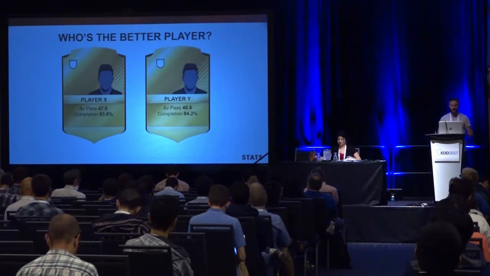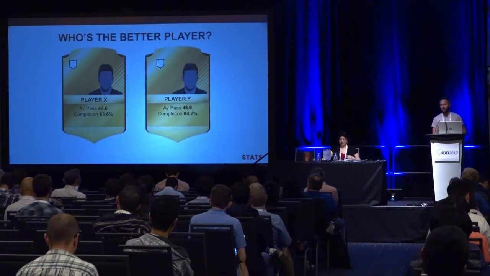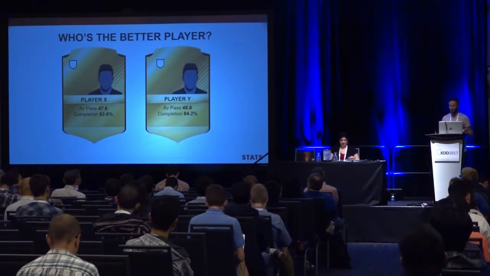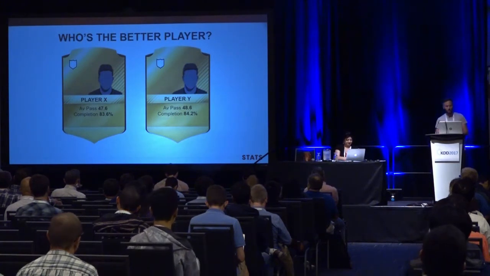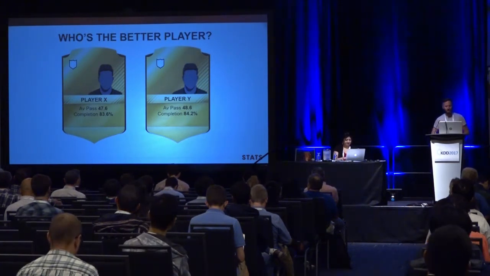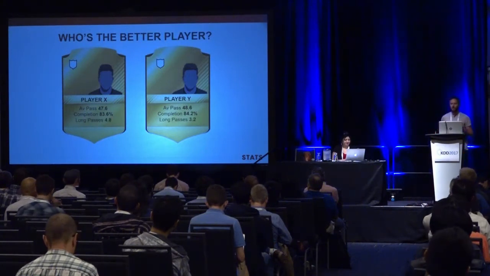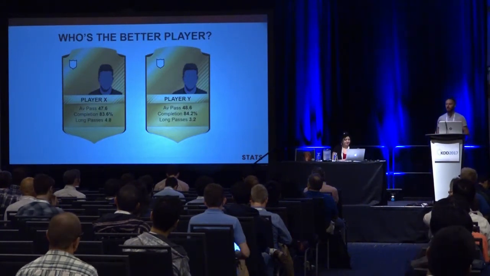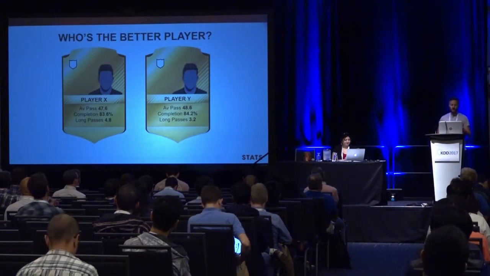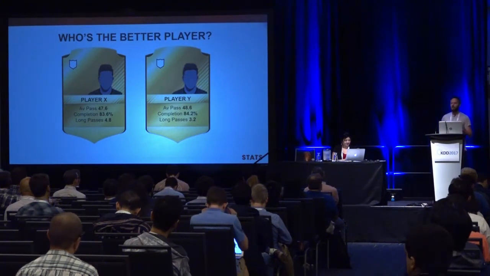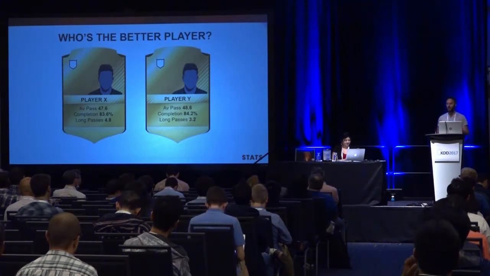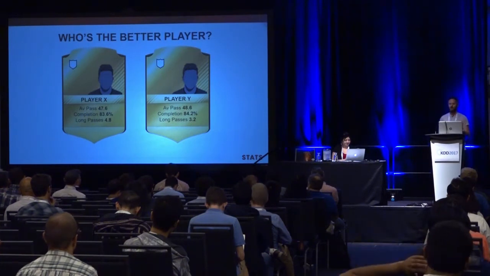The next statistic is the average completion rate. What's the average percentage of passes successful? Again, X is 83.6%, whereas player Y is slightly better at 84.2%. And the final bit of information, something with a bit more context, is the number of long passes. Player X does 4.8 passes on average, whereas player Y does 3.2. Based on that information alone, can I see a show of hands if you think player X is the better player?